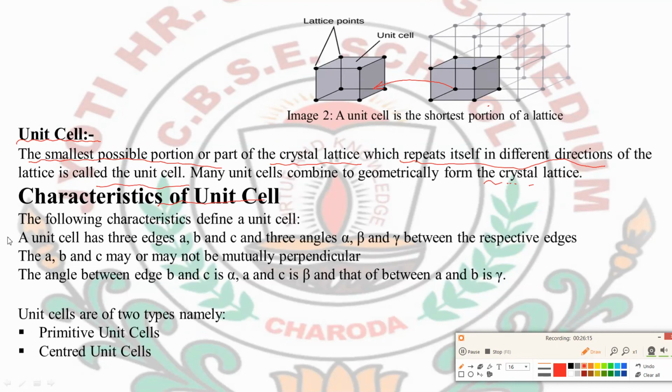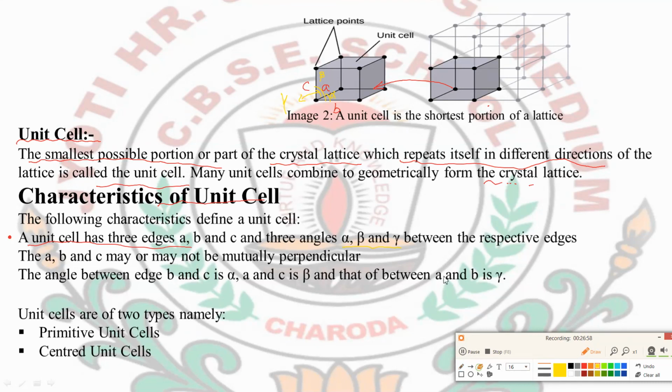Next, what are some of the characteristics of a unit cell? The first characteristic is that a unit cell has three edges, A, B, and C. Let's say this is the A edge, this is the B edge, and this is the C edge. Next, they have three angles, alpha, beta, and gamma. The angle between A and B is termed alpha. The angle between B and C is termed beta. And the angle between A and C is termed gamma.